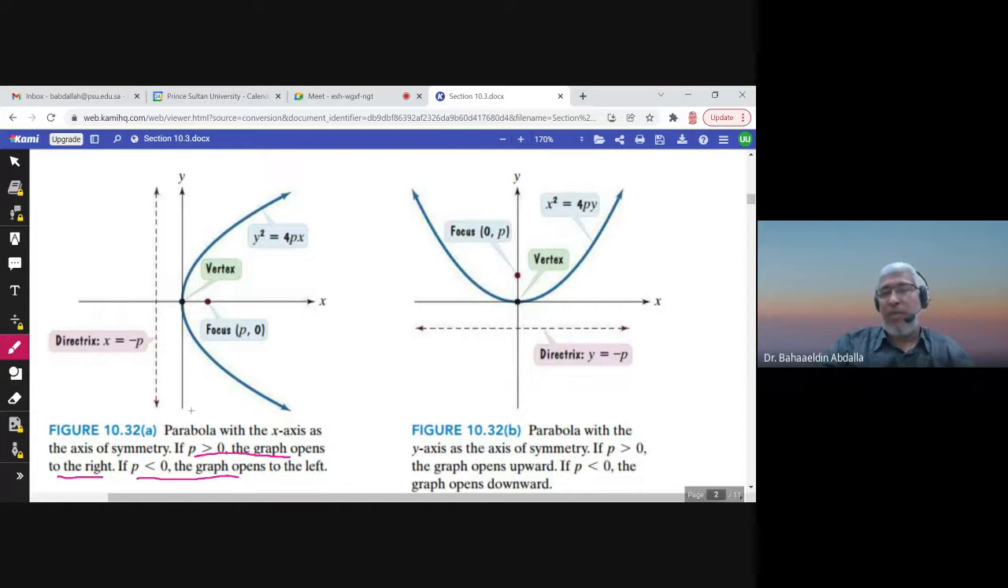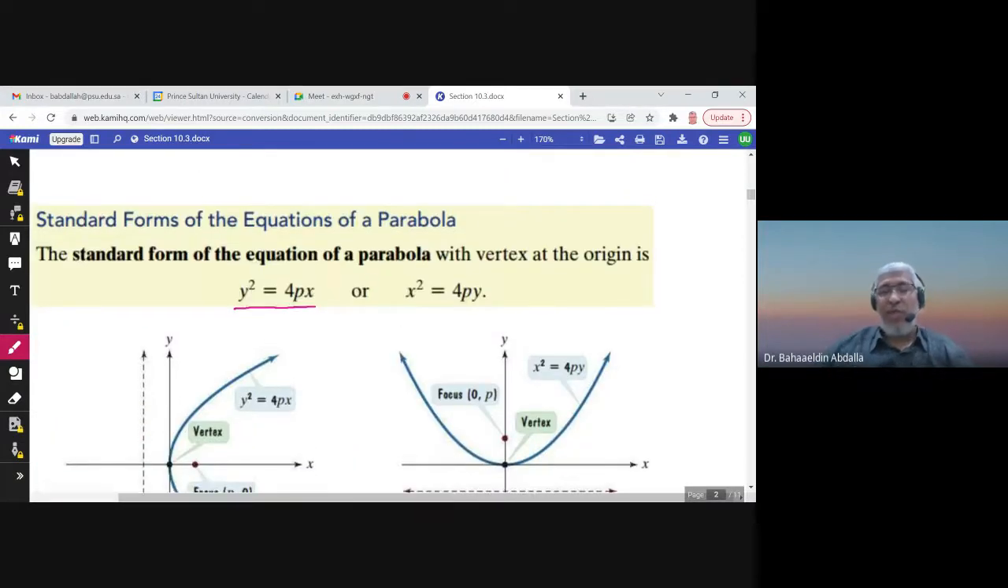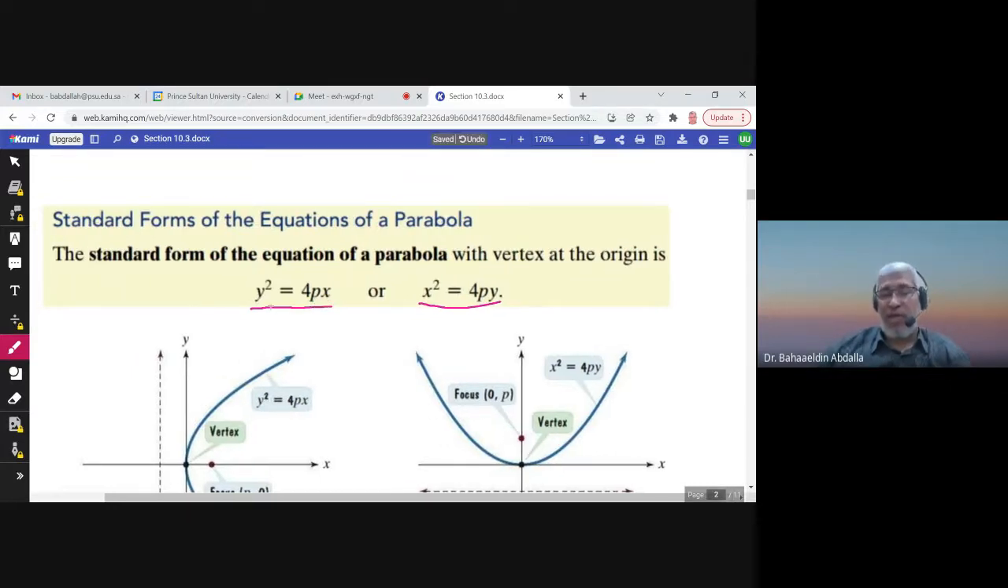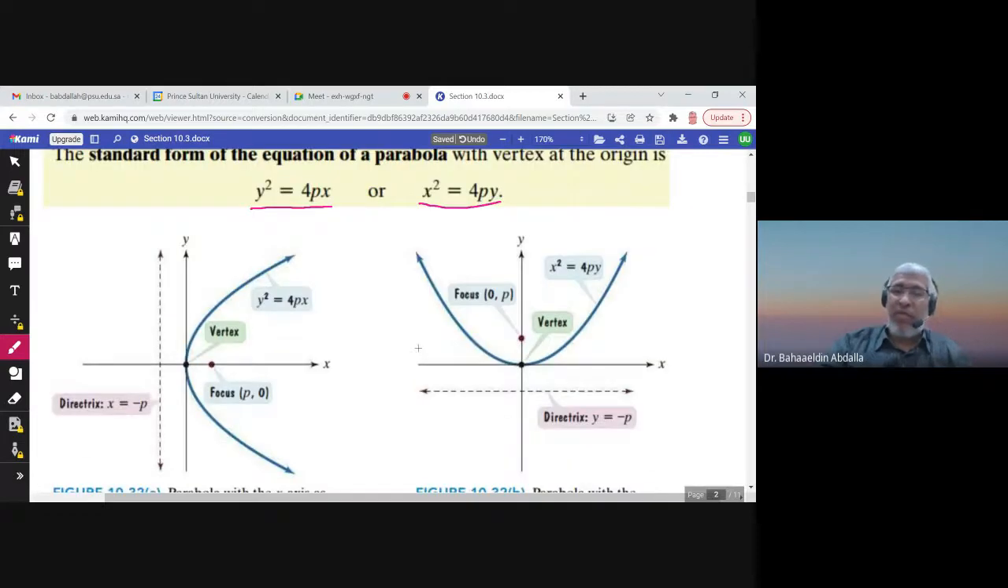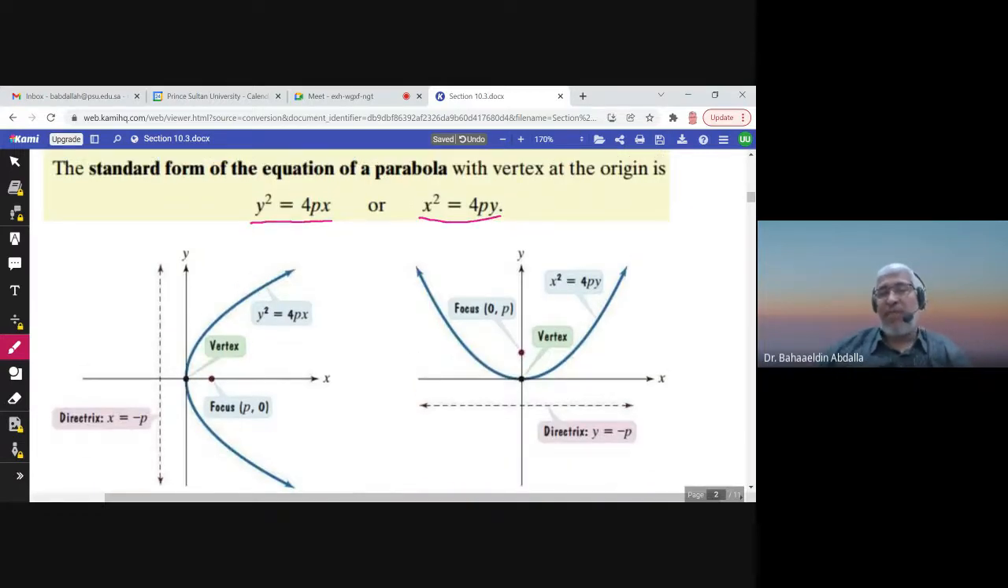And if the equation is x squared equals, of course, notice that in the equation of the parabola, we don't have y squared and x squared. One of the variables is squared and one of the variables is raised to the power 1. So when we have x squared, the parabola opens up or down, because if we replace x by negative x, the equation, the graph do not change. So the graph is symmetric about the y-axis. So it opens up or down.